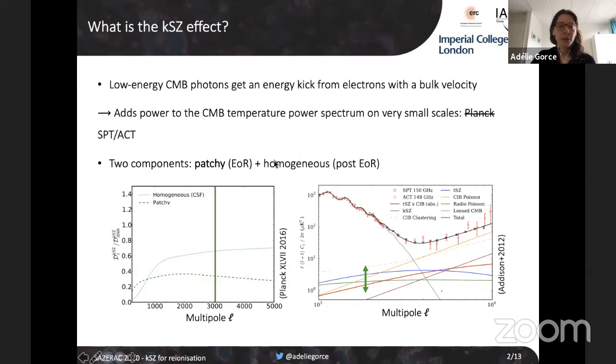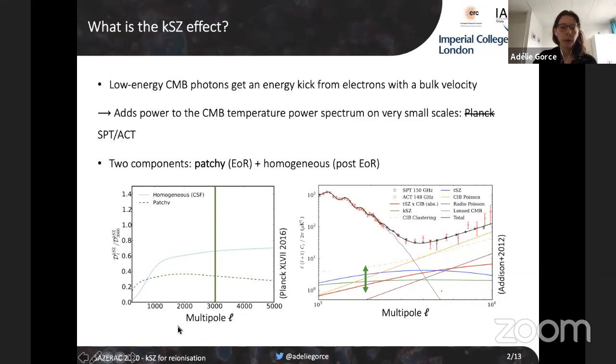And then there's the homogeneous part of the signal, which is for what happens after the end of reionization. The spectrum here is a bit more flat. It's the continuous one. The way you use this at the moment with CMB data is that you take these two templates, you look at the amplitude of the spectrum at multipole 3000, and you fit this to data along with other templates.